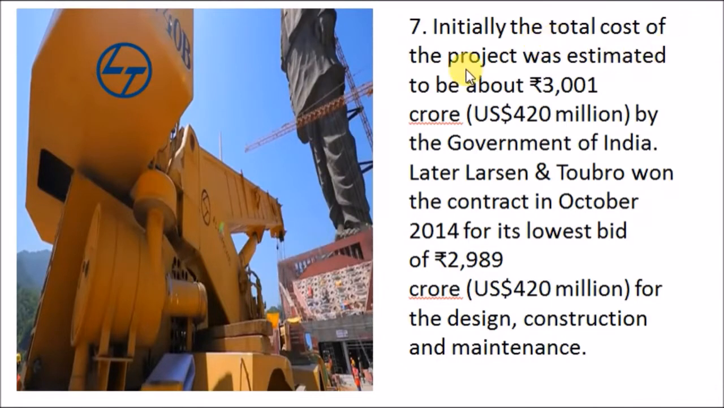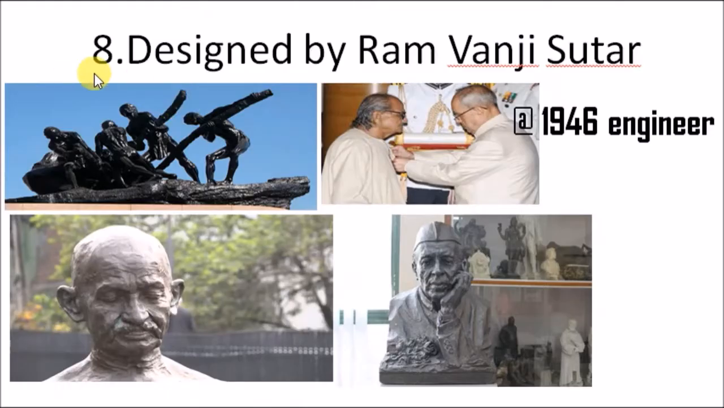Initially, the government of India estimated the cost of the project at around 3,101 crore, but L&T, with its lowest bid, completed the project with 2,989 crores itself. The Statue of Unity is designed by the great Ram V. Sutar, who is a Padma Shri awardee in 1999 and Padma Bhushan awardee in 2016. And he has designed all these sculptures.